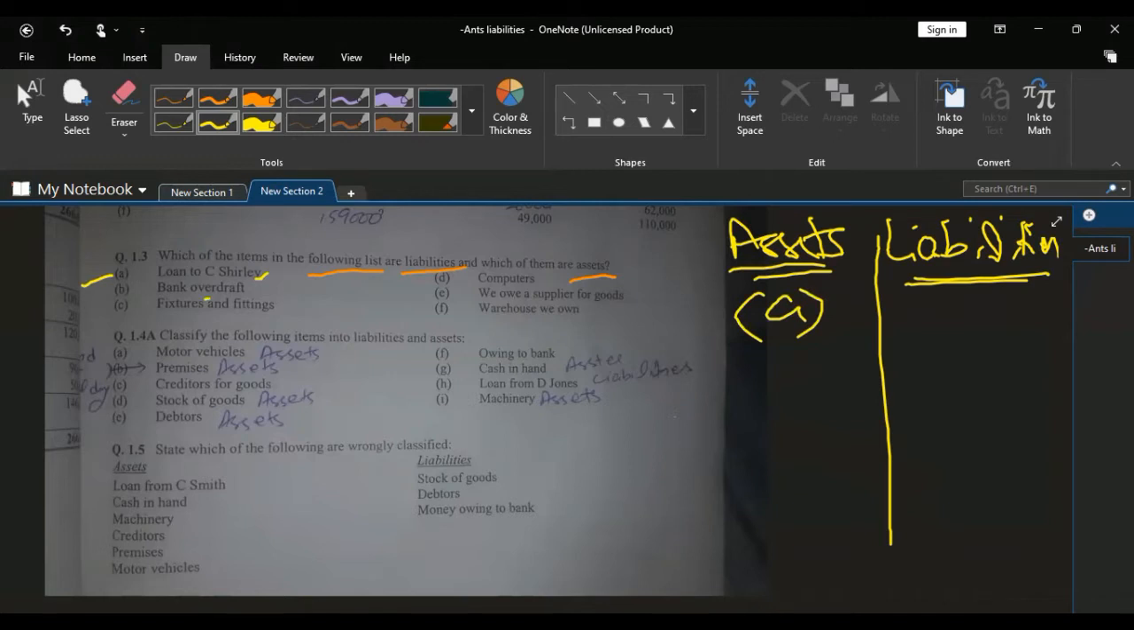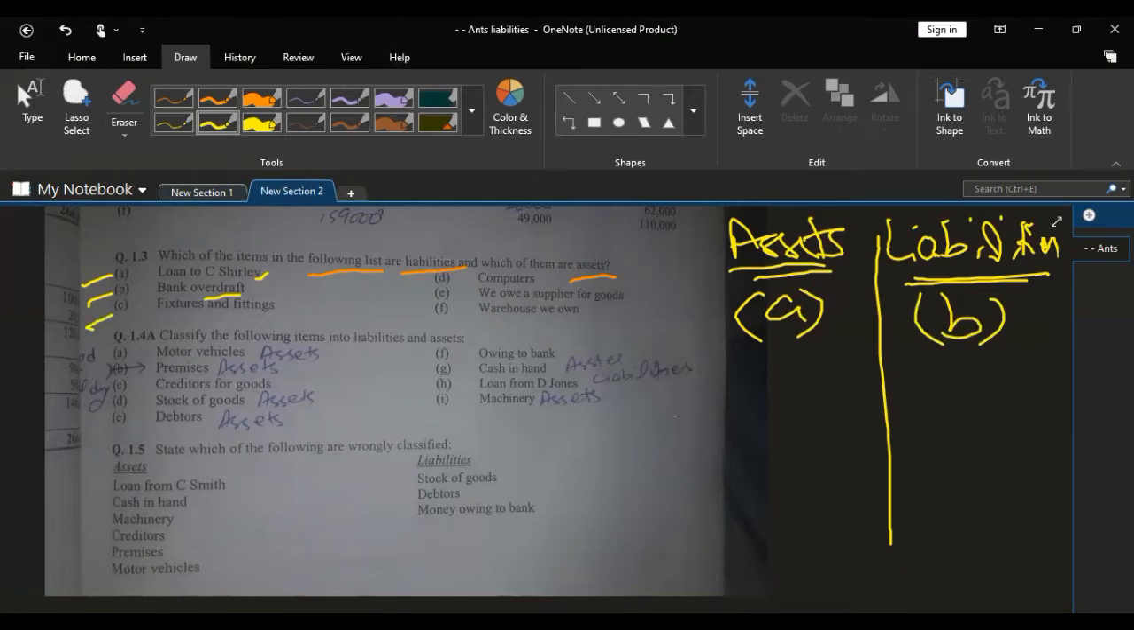The second one is bank overdraft. Bank overdraft means that we have taken more funds from our bank account than we have in our account. For example, we have $10 in our bank account, but we have withdrawn $15 from that account. So the remaining $5 is going to be paid to the bank. A liability will generate on us, as $5 is going to be paid to the bank. So bank overdraft is a liability.